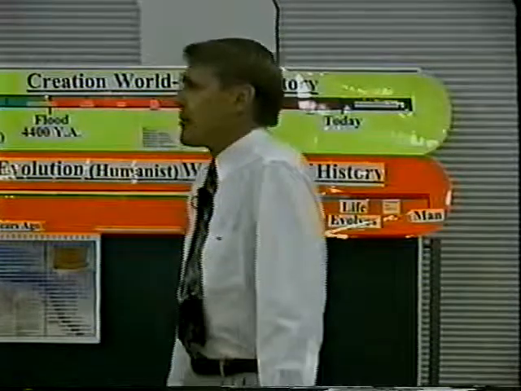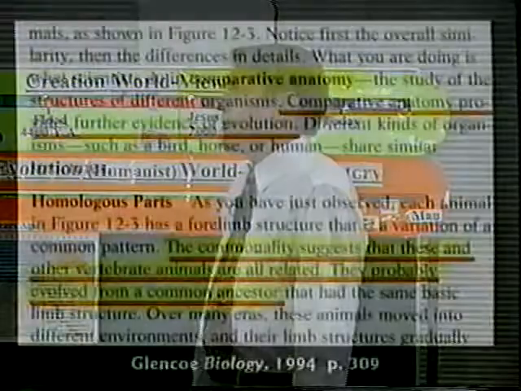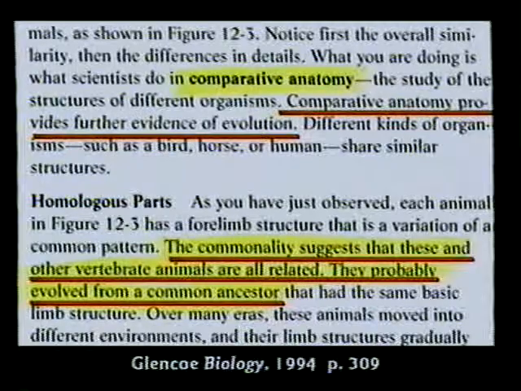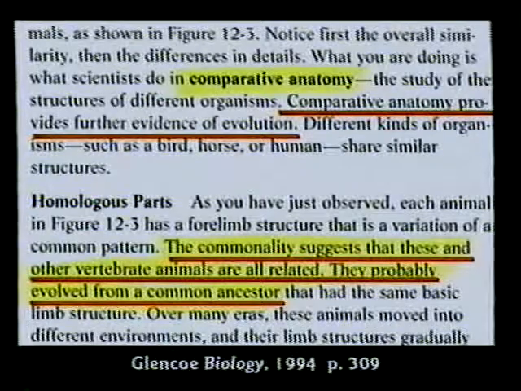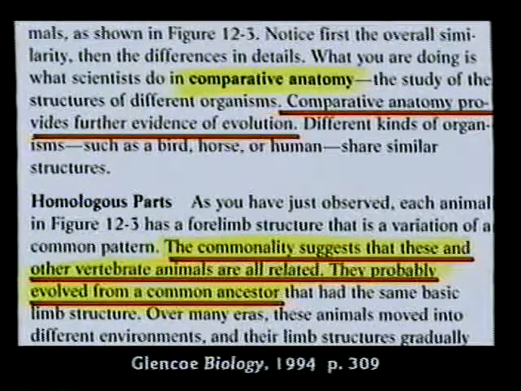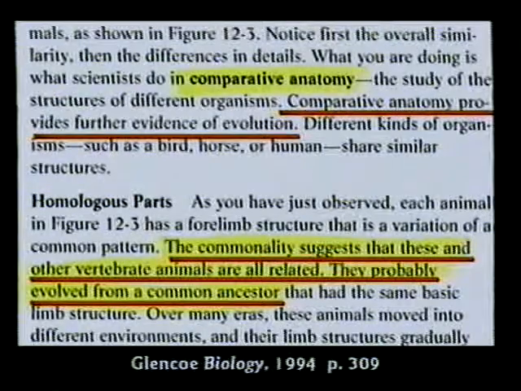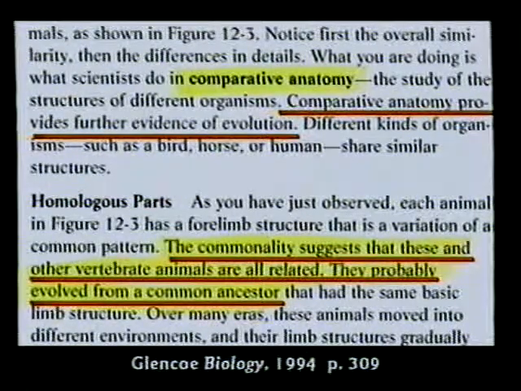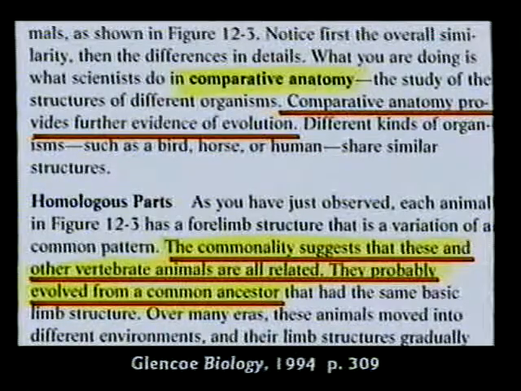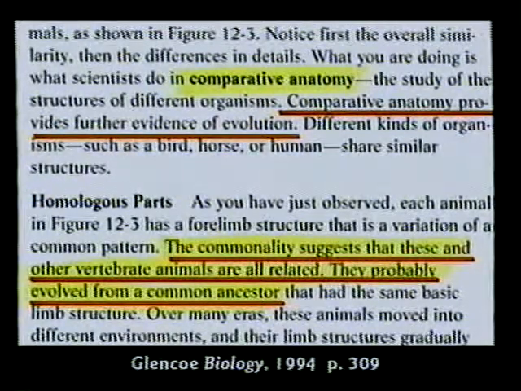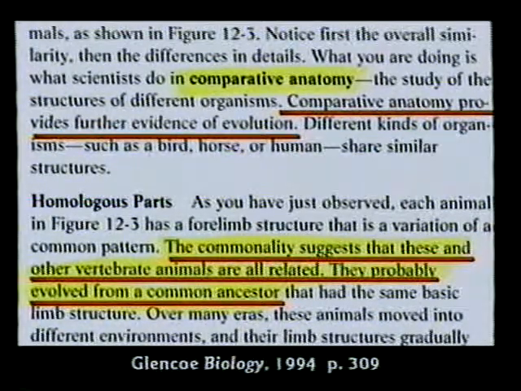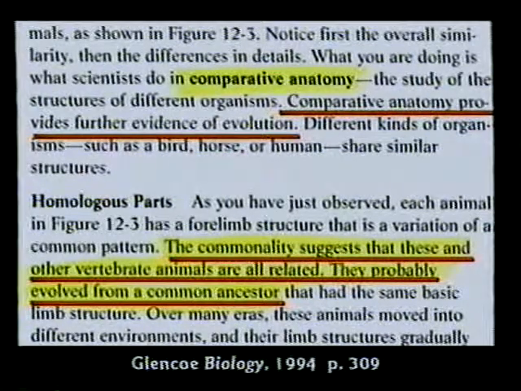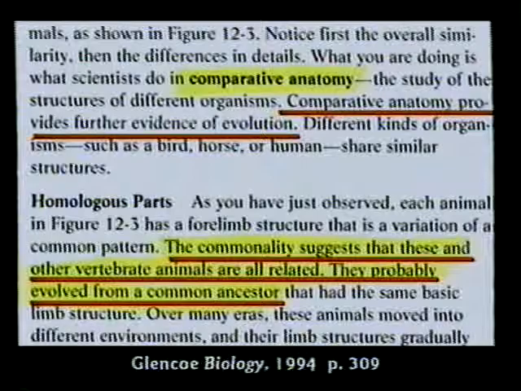Notice first the overall similarity, then the difference in details. What you are doing is what scientists do in comparative anatomy, the study of the structure of different organisms. Comparative anatomy provides further evidence of evolution. Different kinds of organisms, such as a bird, a horse, or human, share similar structures. That's true. As you have just observed, each animal in Figure 12-3 has a forelimb structure that is a variation of a common pattern. I agree. I'm with them so far. I agree. The commonalities suggest that these and all other vertebrate animals are all related.